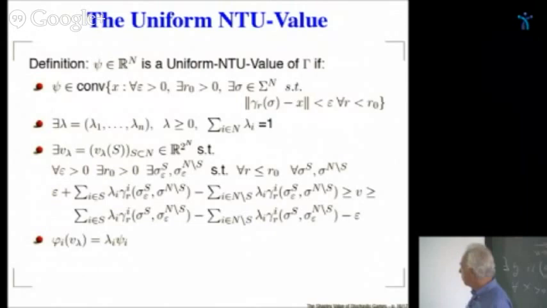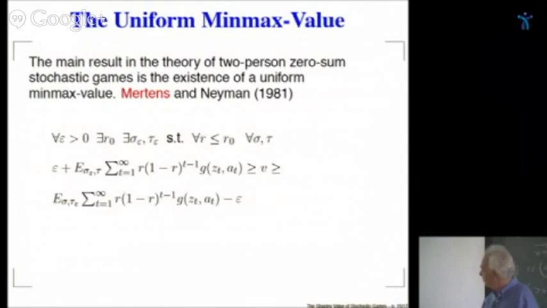And then we write exactly the same conditions that we had for the NTU value that we've seen already twice. So we repeated it for the third time. Instead of a fixed R, we now write those four conditions. But this time, we're not taking the definition of the min-max for a fixed R, but we're taking the definition of Mertens and Neyman. And right, this is a great contribution of Mertens and Neyman.